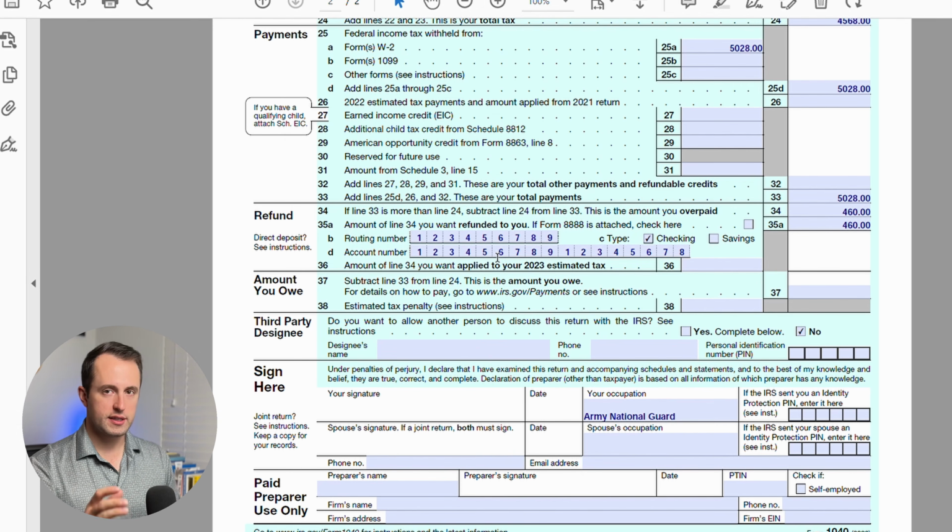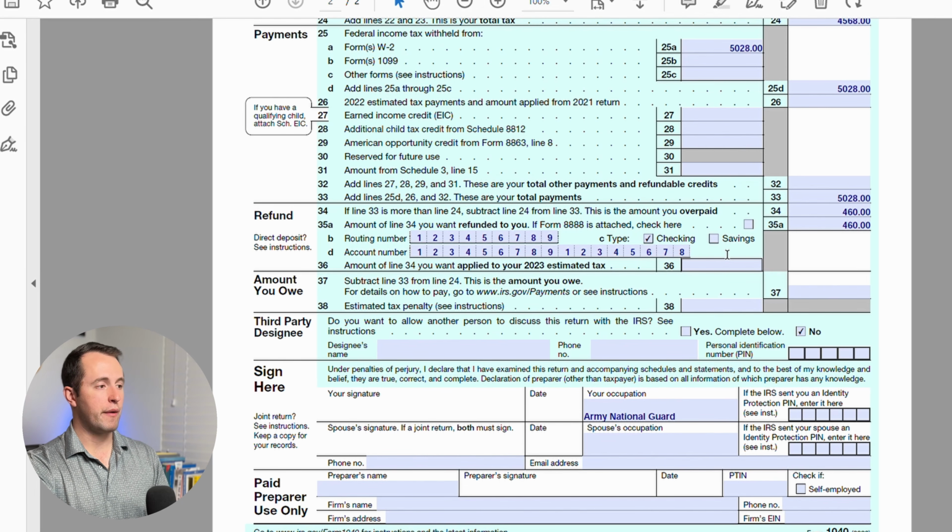And then line 36, this is the amount that you want applied to your 2023 estimated tax. Now, if you're not self-employed, just always leave this blank. Maybe you are self-employed and you just want to use some of your refund towards the taxes you're going to owe for the current tax year. You can decide how much you want to put in there. I would just recommend keep that money instead of giving the government a free loan. Use it for your business expenses and then pay your actual quarterly estimated taxes at the later dates as they apply. We're going to be moving on.